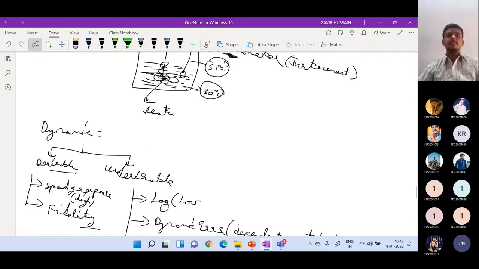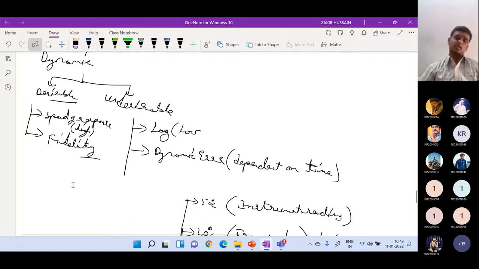So once again, there are two types of dynamic characteristics. One is desirable. Under the desirable, the speed of response is the first one, which needs to be high. How quickly the instrument responds to the changes in the surrounding is called the speed of response. The next one is fidelity. The degree to which an instrument indicates the changes in the measured variable without any dynamic error is called fidelity.